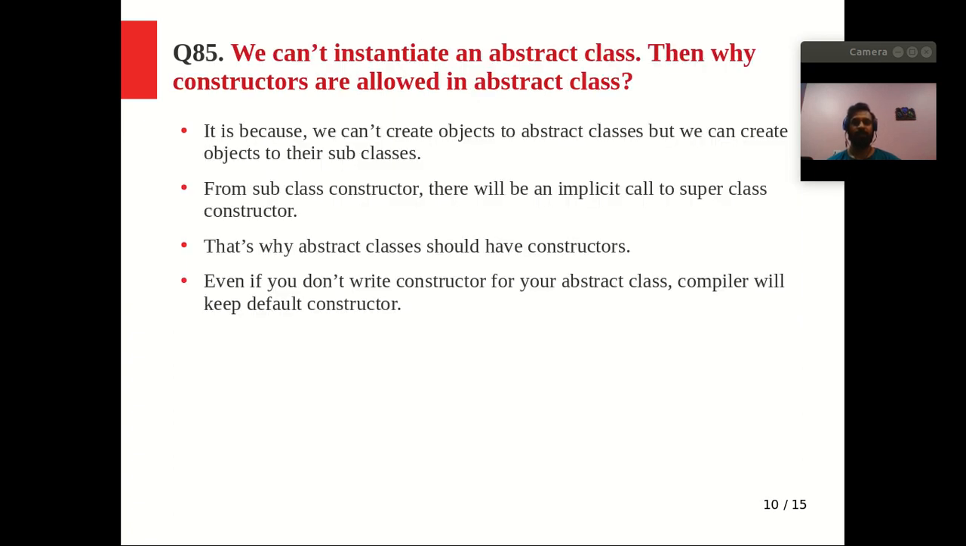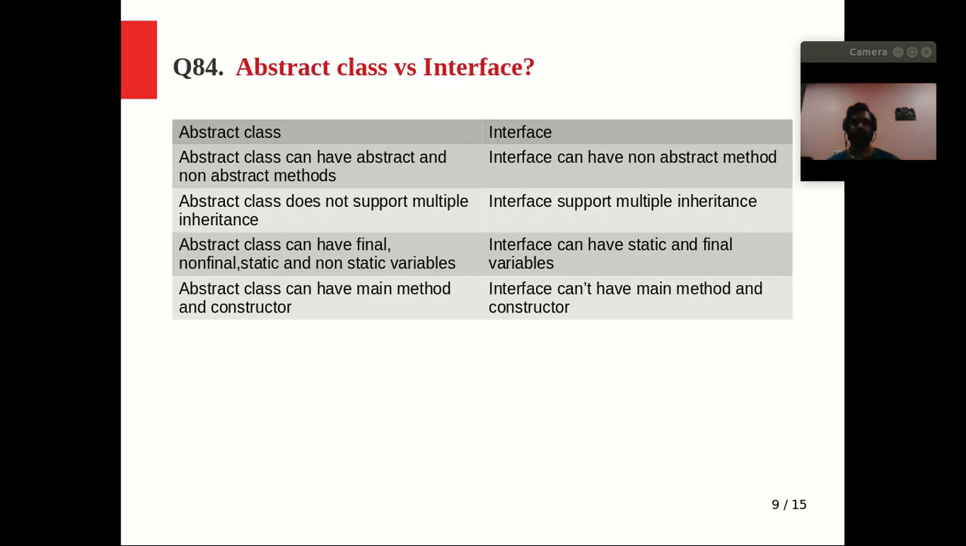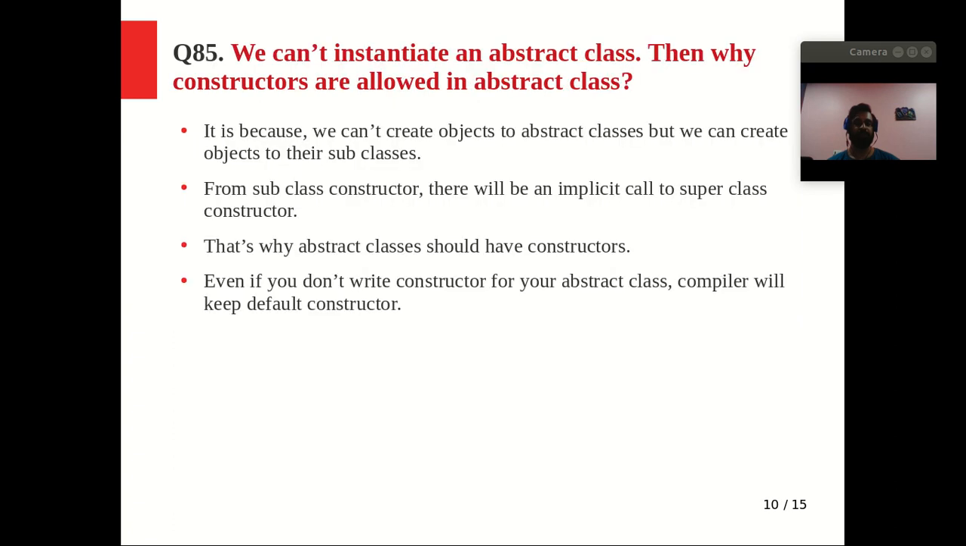Now let's move to the next question, that we cannot instantiate an abstract class, right? So the object of the abstract class cannot be created. Then why are constructors allowed in an abstract class? As we have seen in the last point, a constructor can be allowed in an abstract class, right? But as we know the object of the abstract class cannot be created, still the constructor is there, right?